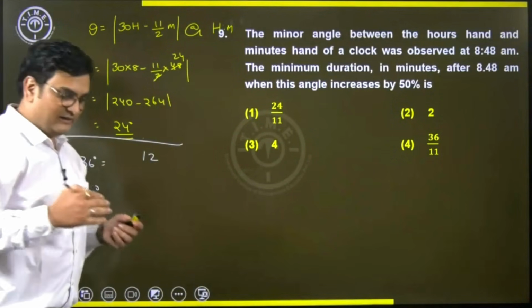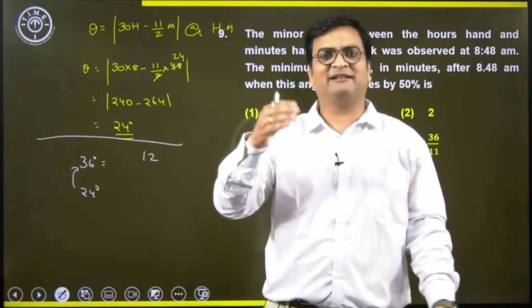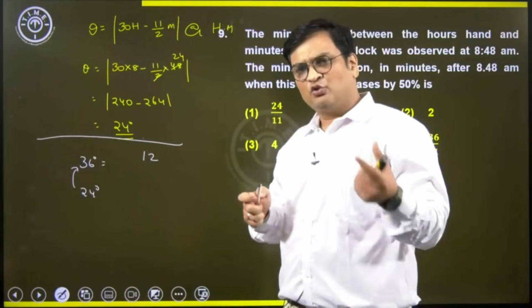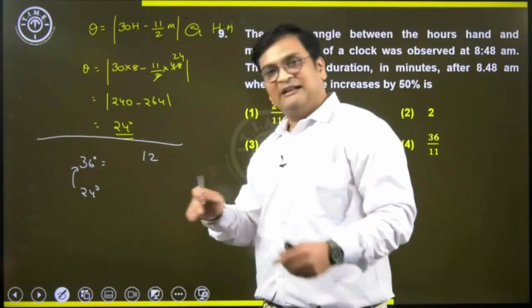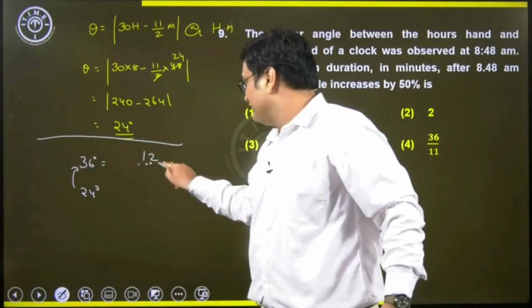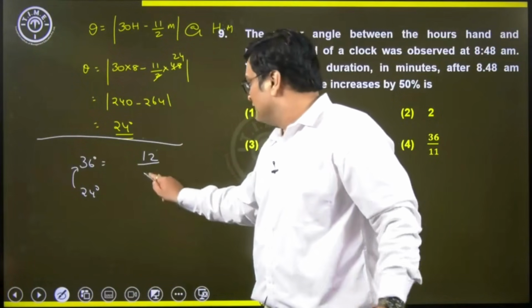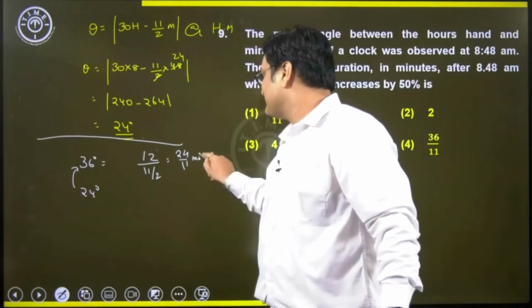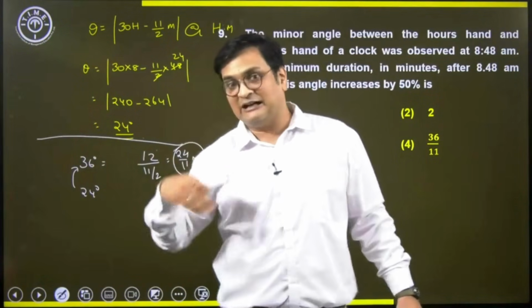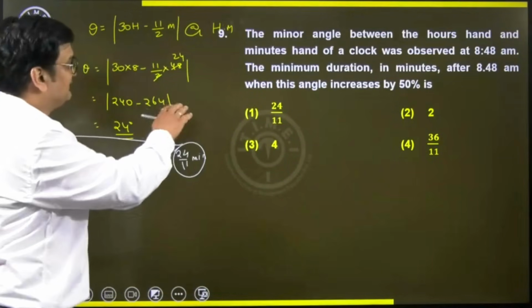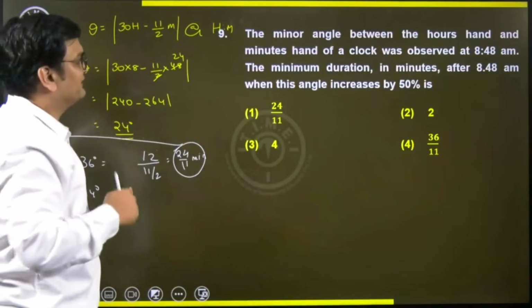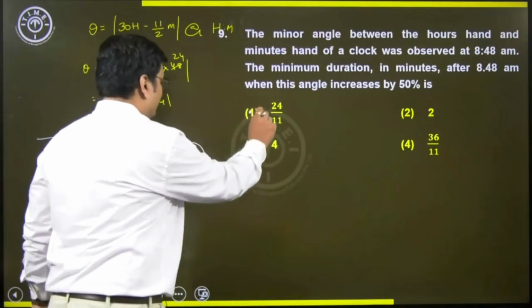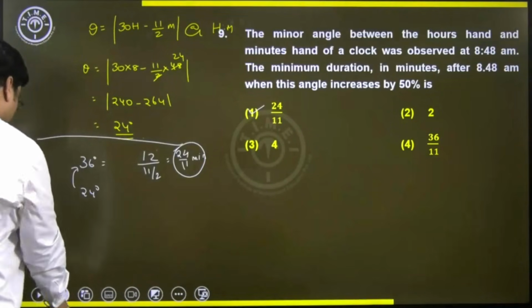We note that in a given clock, the relative speed of the minute hand and hour hand is 5.5 degrees per minute, that is 11 by 2 degrees per minute, and the angle should go up by 12 degrees. So the time taken is the distance to be travelled, 12 degrees, divided by the relative speed. That means the time will be 24 by 11 minutes after 8:48, when the angle increases by 50%. So the minimum duration is 24 by 11 minutes. Option choice A.